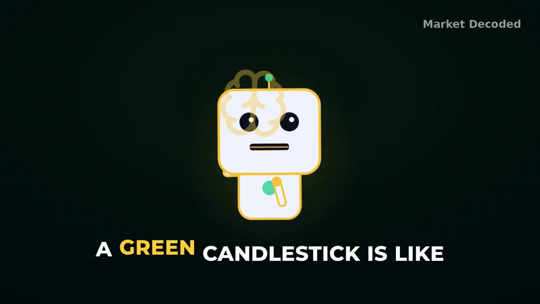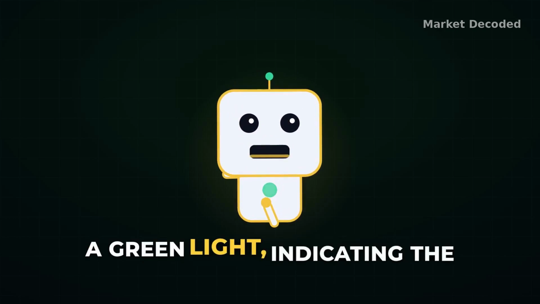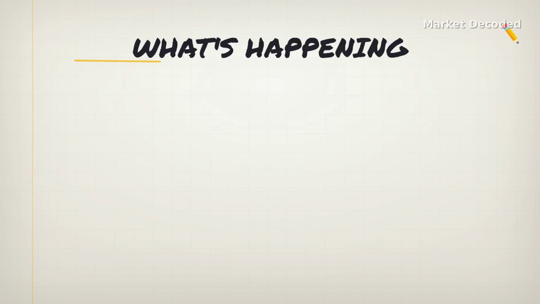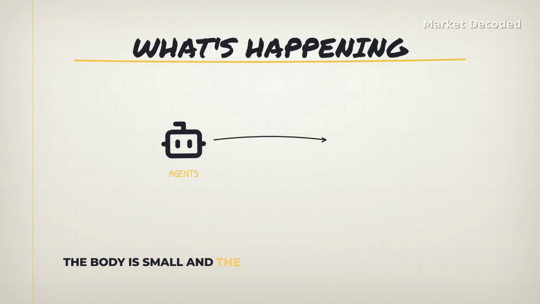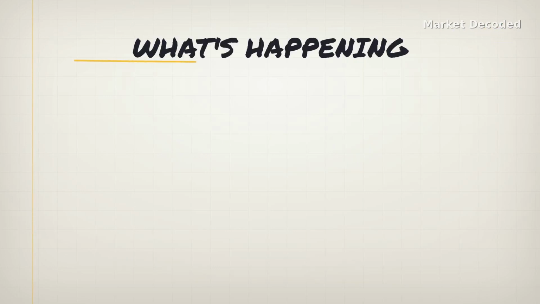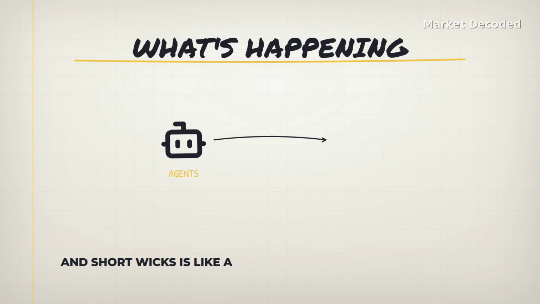A green candlestick is like a green light, indicating the market is moving upward, but if the body is small and the wicks are long, it's like a caution sign. The market might be hesitant or nearing a turn. On the other hand, a red candlestick with a large body and short wicks is like a clear red light, signaling a strong downward trend.